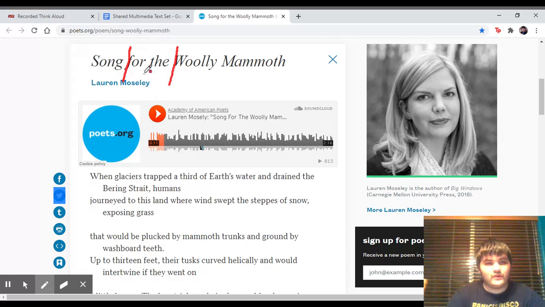So I'm going to break it down. Song gives us an idea of how it's going to be written. My guess is it's going to be very lyrical, kind of freestyle writing. The word for implies a tribute of some sort. And of course, we've talked about tributes before, paying respect, or if we haven't, it's again paying respect to someone that we need to honor.